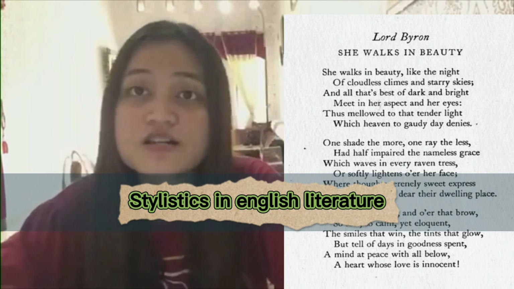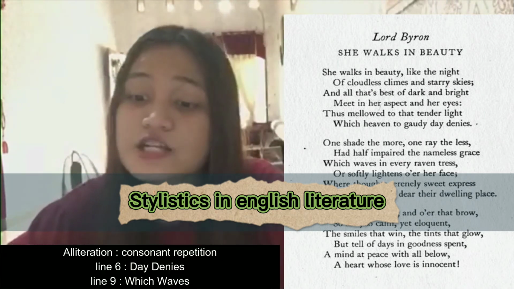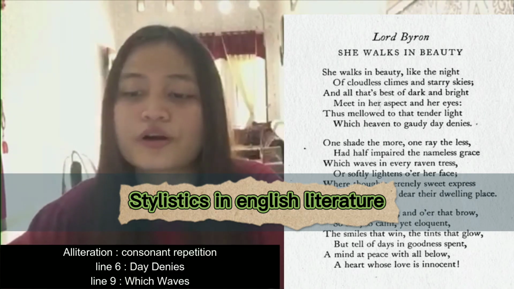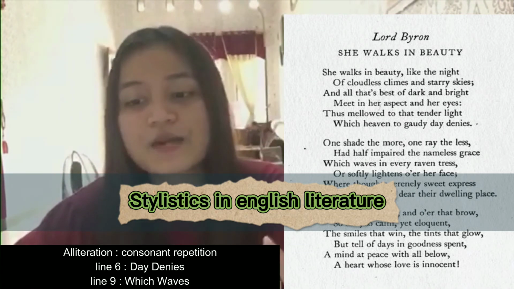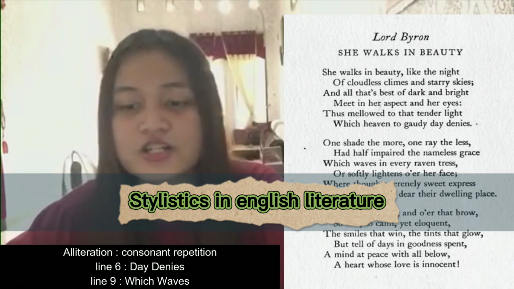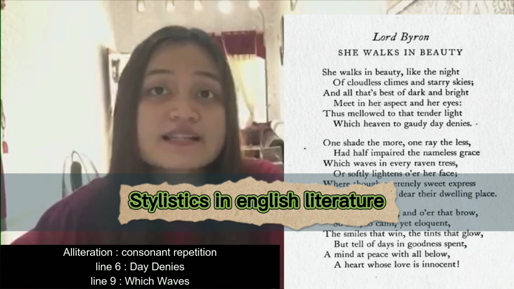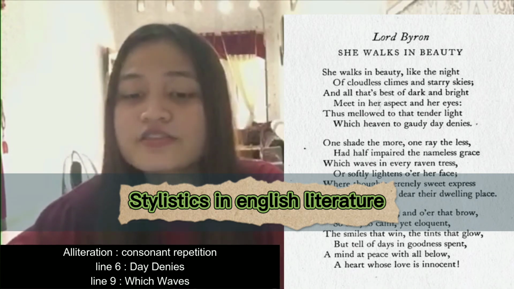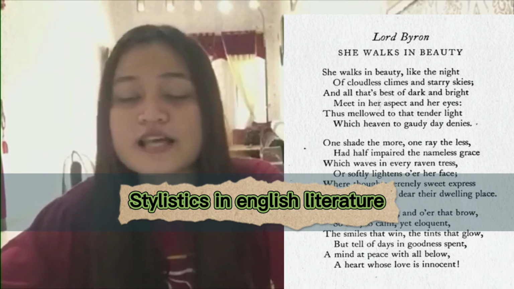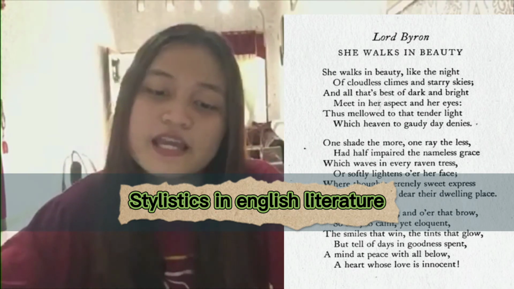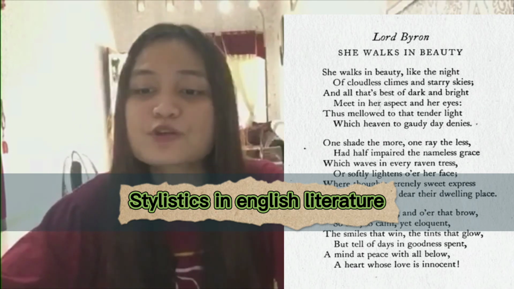What is alliteration? Alliteration is a consonant sound repetition in two or more neighboring words or syllables, as in line 2, cloudless climes. The C is the alliteration. In line 6, they denies, the D is the alliteration. Therefore, this is the kind of sound or phonological analysis that we can find in stylistic analysis. And the last is about the shapes of writing.